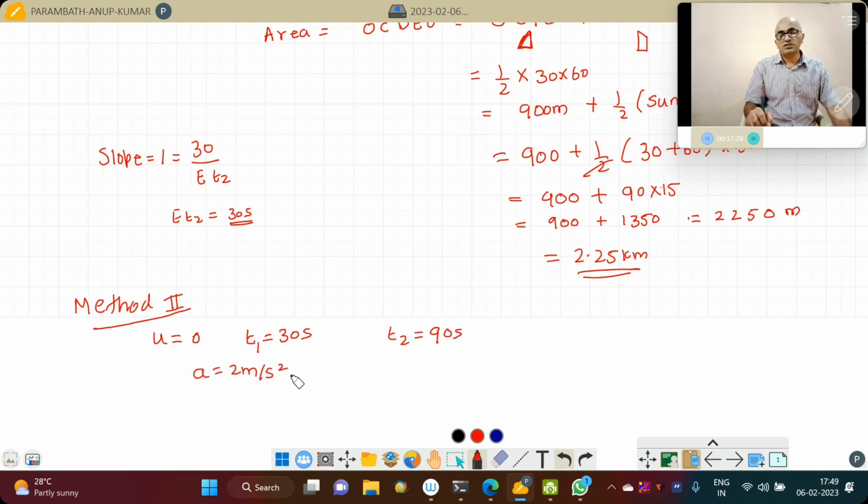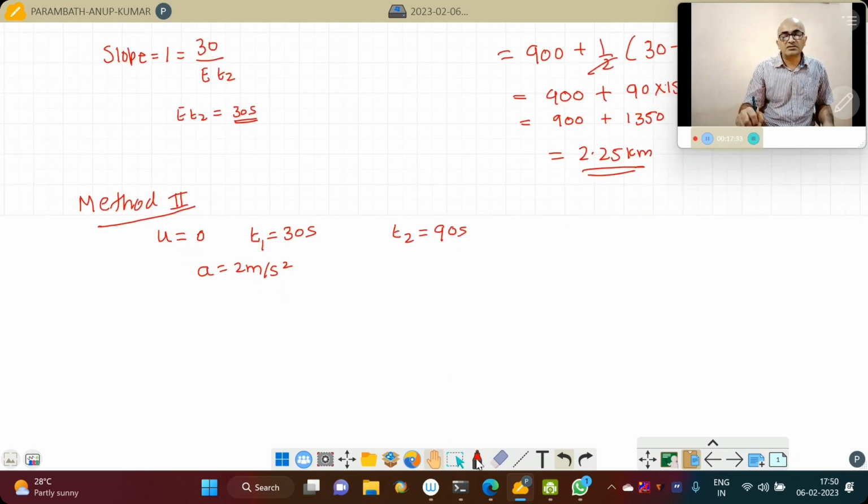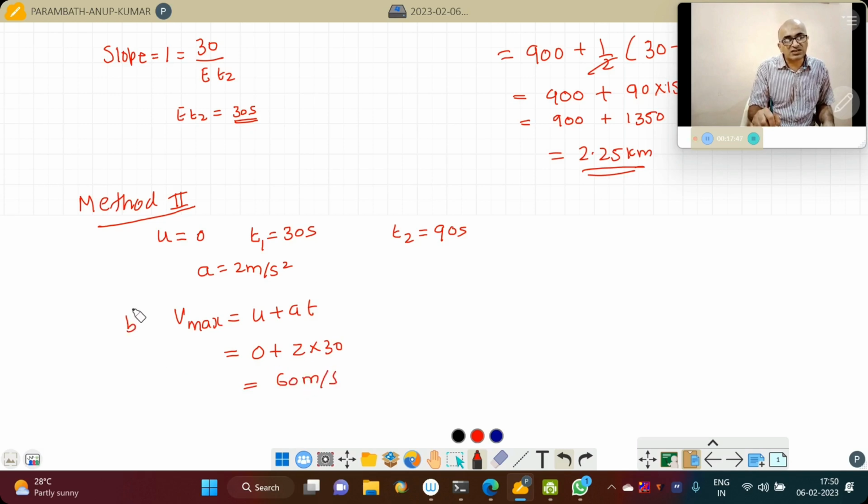Now, with these ideas, I can find the maximum speed. Vmax is equal to u plus at, that is 0 plus 2 into 30, that is 60 meters per second. This finishes my B part. Now coming to the A part.